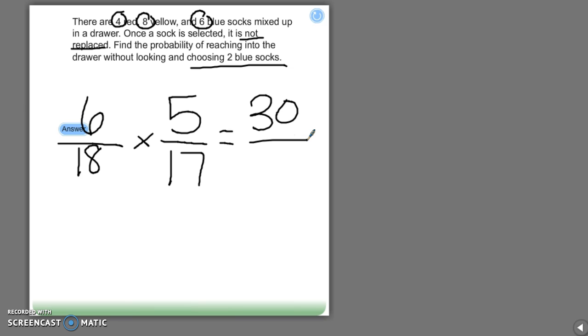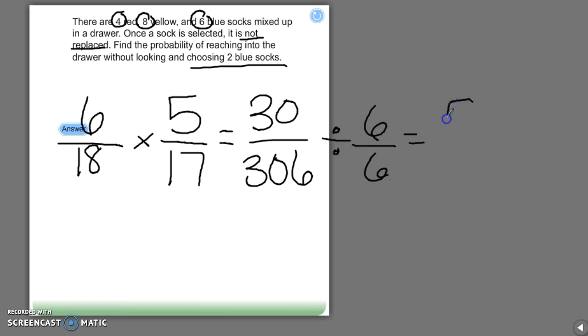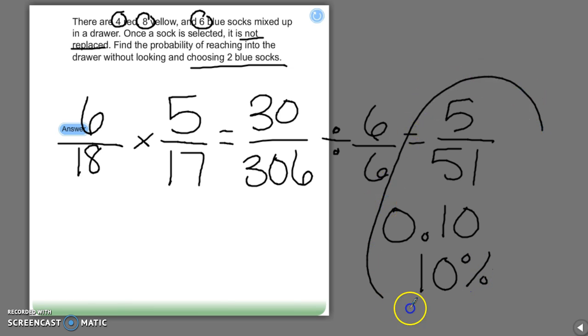18 times 17 is 306. This can be reduced by 6 on top and bottom, and I get 5 on top, 51 on bottom. I can then type in 5 divided by 51 into my calculator, and I get 0.10 when I round to the nearest 100th, which makes that 10%. So that is the probability of reaching into the drawer without looking and choosing 2 blue socks.